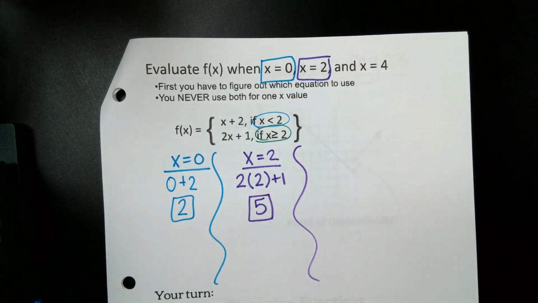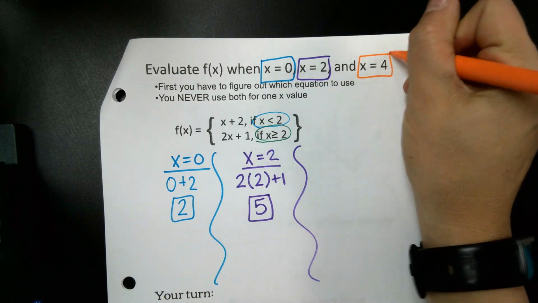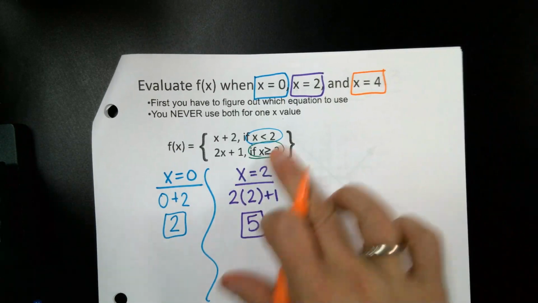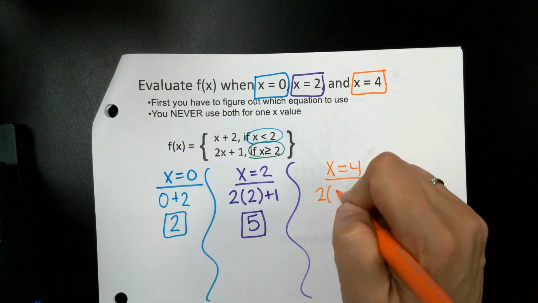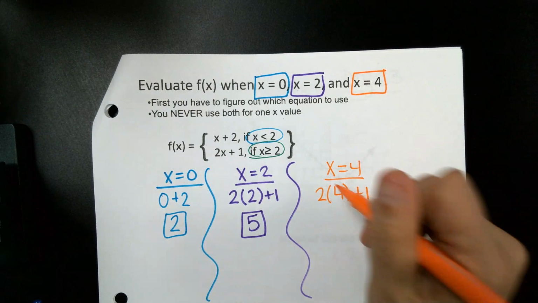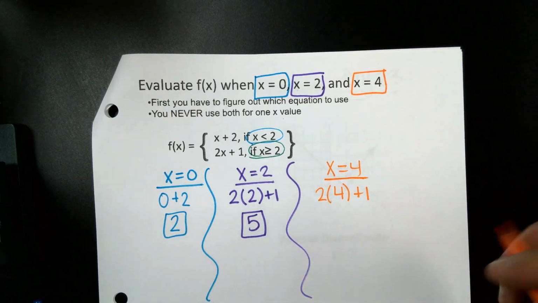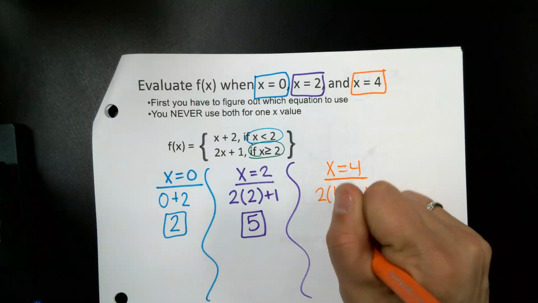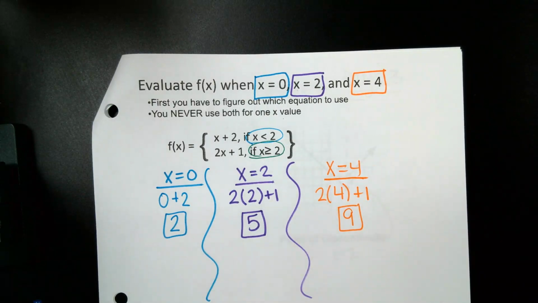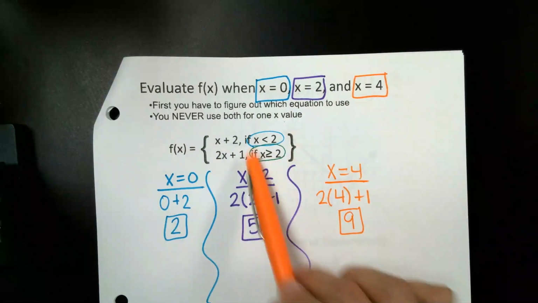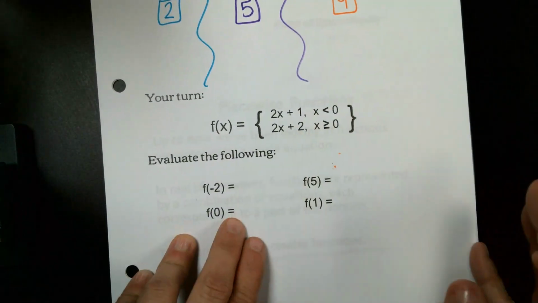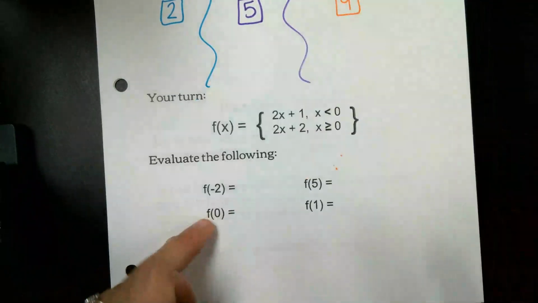And then for x equals 4, are we using the top one or the bottom one? The bottom one because it's bigger than 2. So for x equals 4, we would use the 2 times x plus 1. So 2 times 4 is 8, plus 1, 9. Evaluating these is a lot easier. You just have to figure out, am I using the top function or the bottom function based on what this says? Okay, so we're going to do one more, and then I think that's the end of the notes before I give you guys your practice page.